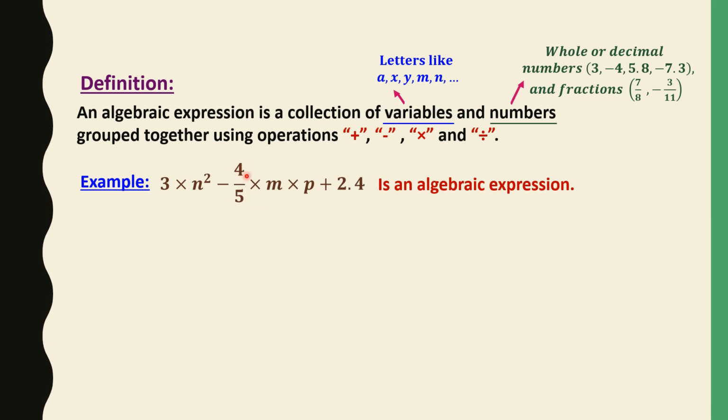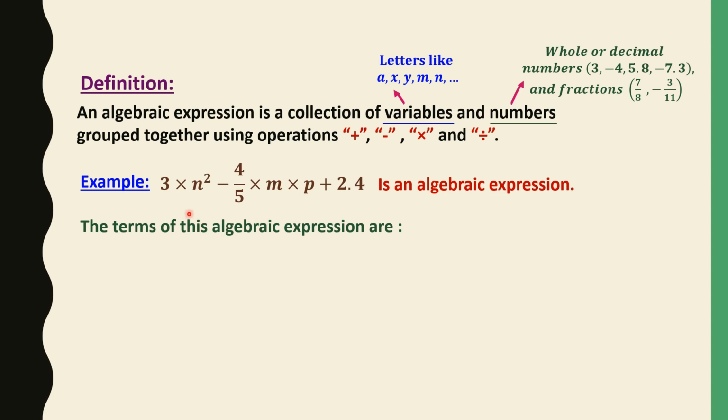So here we have this expression linked by the 4 operations that we know, where we have also letters and numbers. Now let's identify the terms of this algebraic expression. How many terms are there in this algebraic expression?